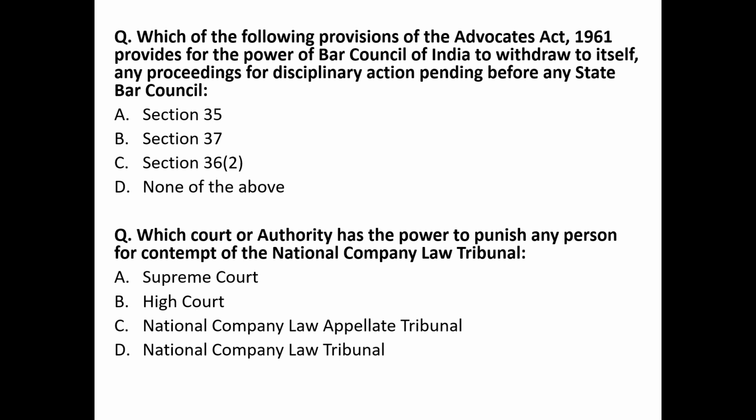Next question. Which of the following provisions of the Advocates Act 1961 provides for the power of Bar Council of India to withdraw to itself any proceeding for disciplinary action pending before any state bar council? It's option C, Section 36(2). Next question. Which court or authority has the power to punish any person for contempt of National Company Law Tribunal? It's option D, National Company Law Tribunal.